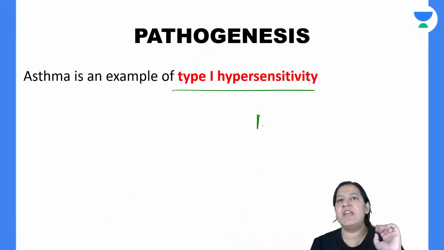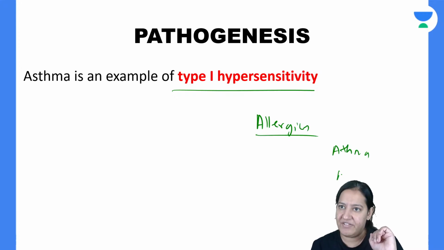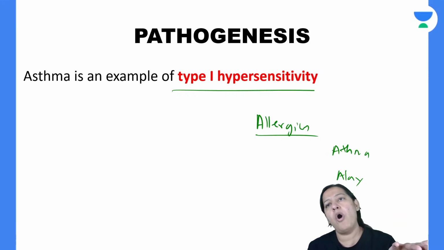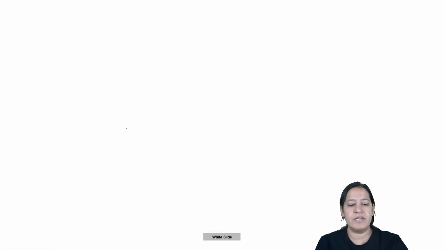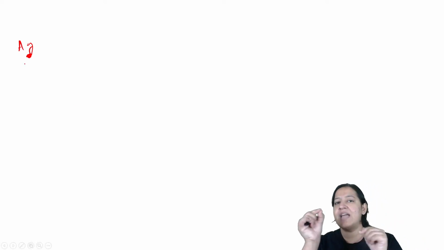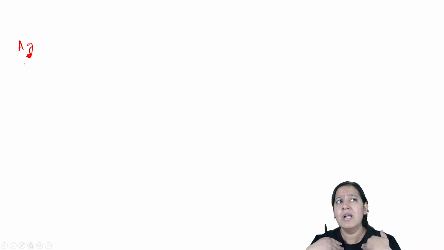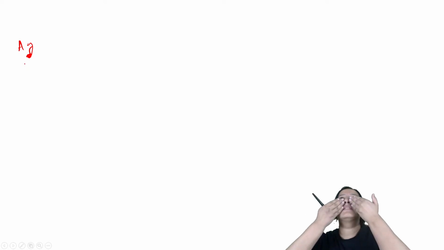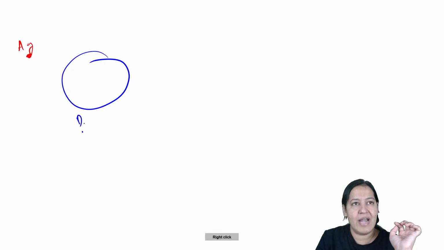We know type 1 hypersensitivity includes all allergies, like asthma, hay fever, atopy, angioneurotic edema. So what is the mechanism? I would like to draw a diagram for it. This is the antigen entering the human body. Suppose I am the patient and this is the antigen I am inhaling. The antigen can be a pollen grain, dust, any particular thing which is an allergen for me. I am inhaling this allergen through the nose, so it goes inside my respiratory tract. The first cell which comes in contact with this antigen is known as the dendritic cell.